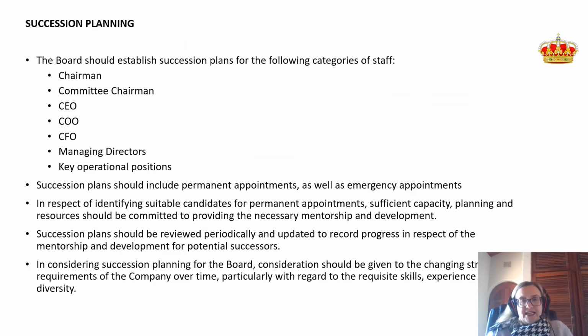Let's have a look at succession planning in particular. We have this executive in the form of the CEO and the COO and the CFO. We also have our chairman, who will probably be non-executive, and all our committee chairmen. We have our managing directors, who might be prescribed officers of the company. And we have all these key operational positions. And what happens when that individual human being can no longer fill that position?